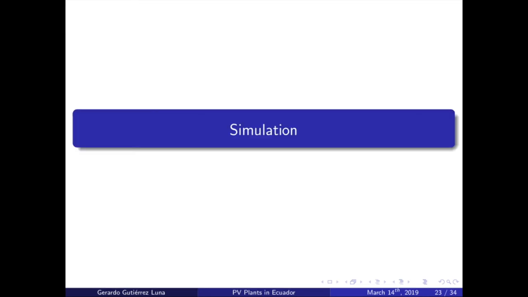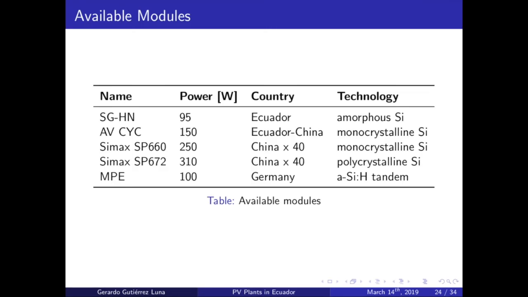For the simulation, 5 models were chosen: the amorphous silicon produced in Ecuador, the monocrystalline silicon produced in China by an Ecuadorian company, one monocrystalline panel produced in China, and a polycrystalline panel made by the same company in China. These 4 modules are found in the Ecuadorian market, and that's the reason they were chosen. And another one is produced in Germany and cannot currently be found in Ecuador, but it is simulated to see the effect of the technology of amorphous silicon with hydrogen tandem cells.